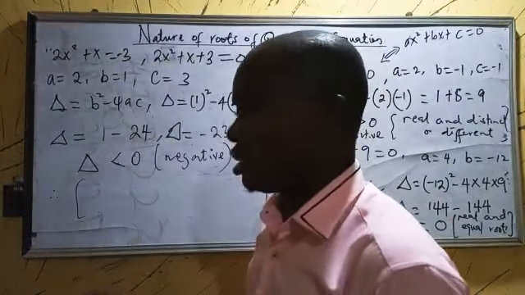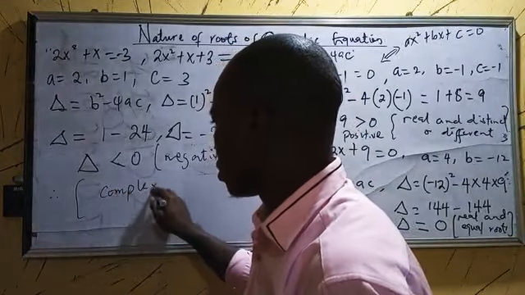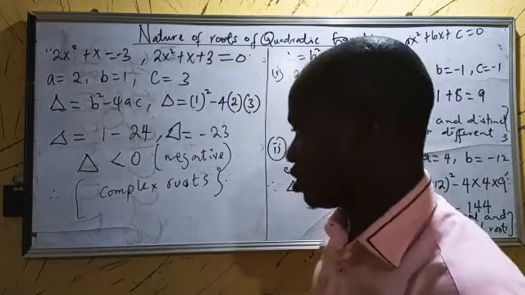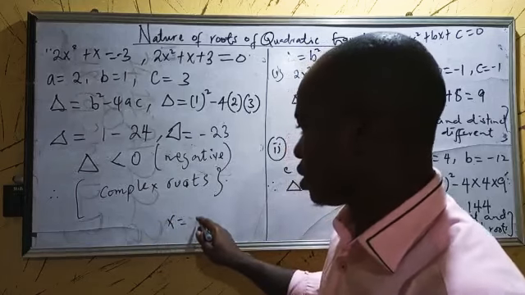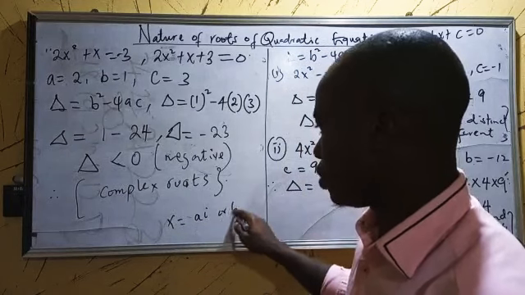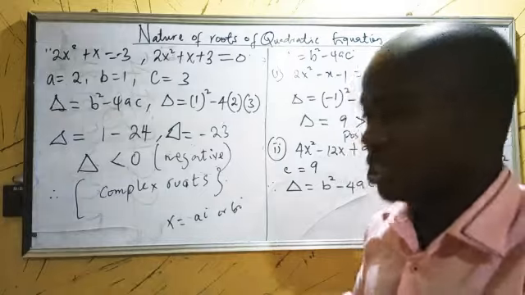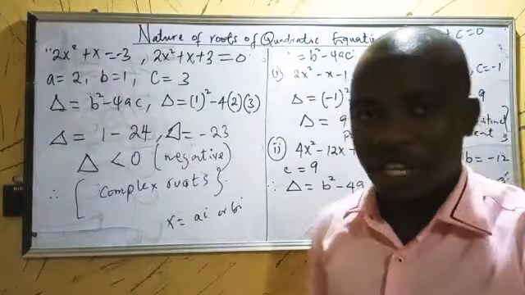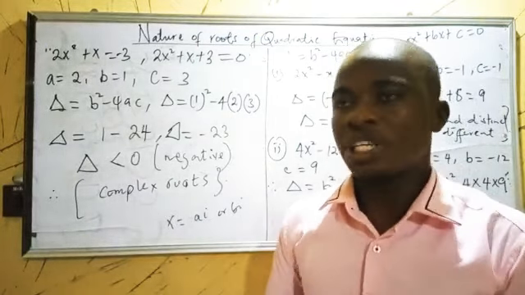So we now conclude that the nature of the roots of this particular equation will be complex roots. Understand? Complex roots, where you will be having something like x equals a plus bi. You can see the i now attached to the real part, which is now a complex, changing entirely to the complex plane.